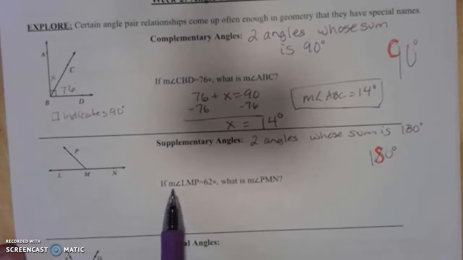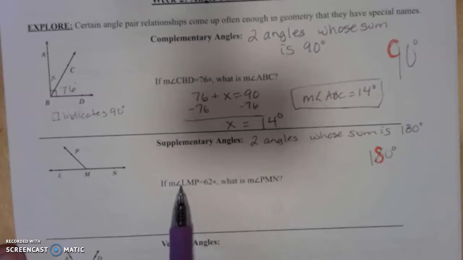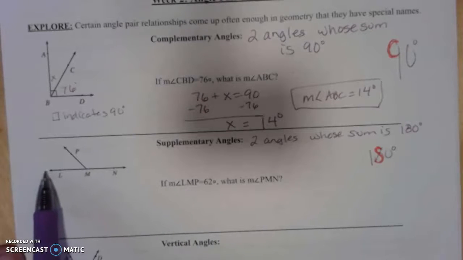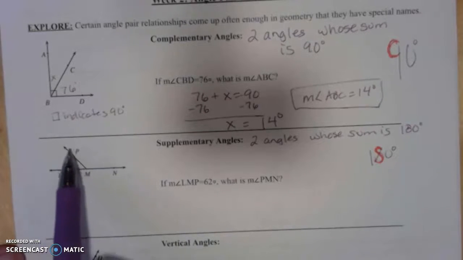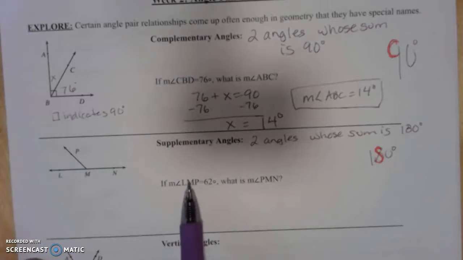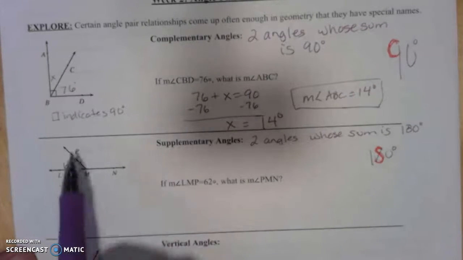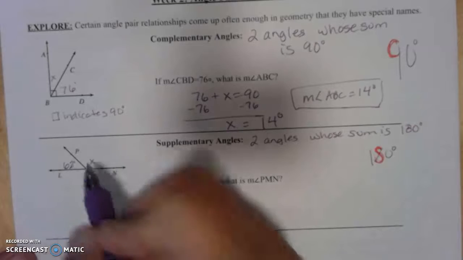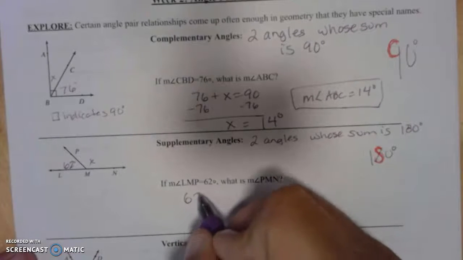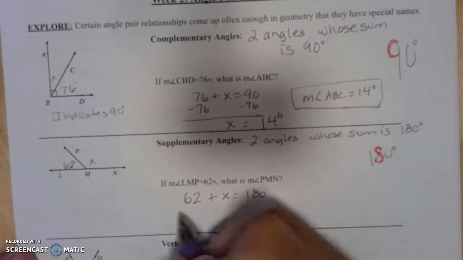So we want to find out if the measure of angle LMP, and you always give the letters in order, so this angle right here, LMP, the vertex is always in the middle. So if this is 62 degrees, what is the measure of angle PMN? Well, we're going to set up the same thing. 62 plus X equals 180 degrees.